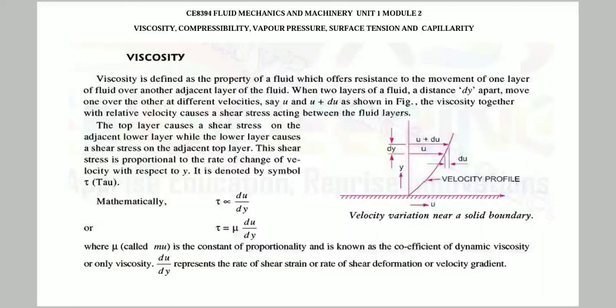So viscosity is the property of fluid which offers resistance to the movement of one layer over adjacent another layer of fluid. So while a fluid is flowing through a body, there will be a series of fluid particles flowing in layers, and while flowing, the fluid above offers some resistance to the fluid below. So the adjacent fluid layers offer resistance to each other. Such property of fluid is known as viscosity. So let's take a system here.